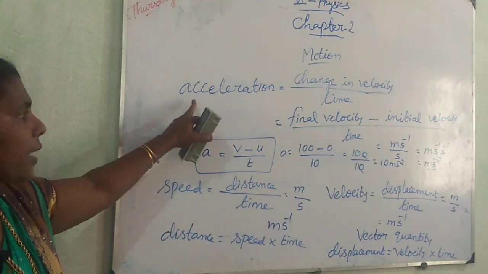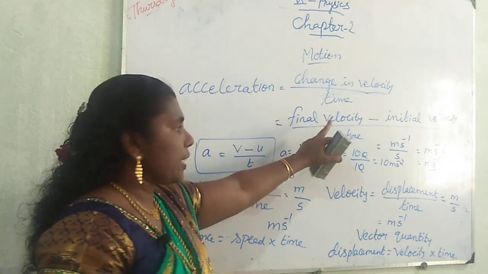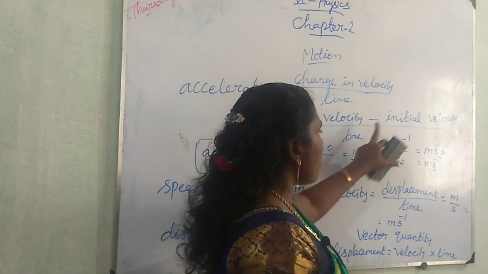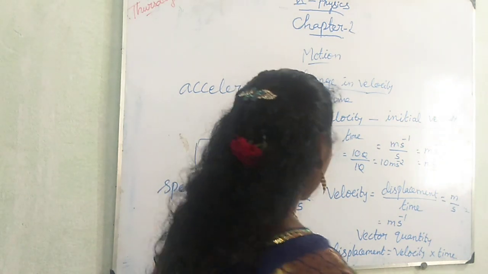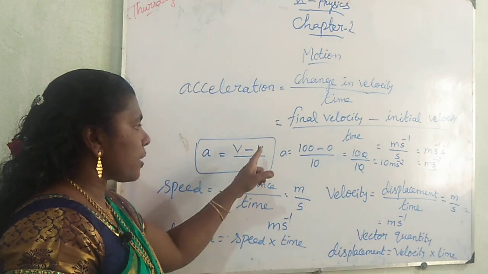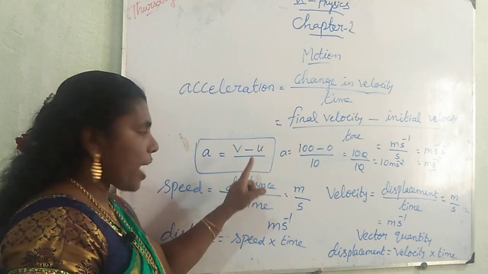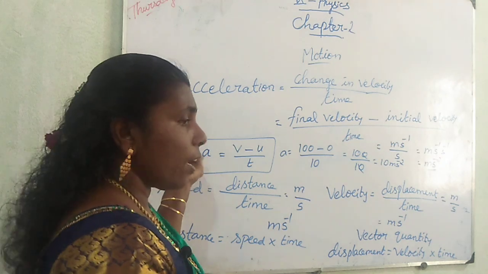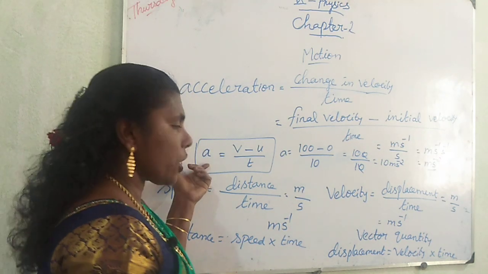Okay. Now acceleration is change in velocity divided by time. That's the formula. For change in velocity we write final velocity minus initial velocity, divided by time. Final velocity is denoted by the letter V, initial velocity by the letter U, and time by the letter T. Acceleration is denoted by the letter A.